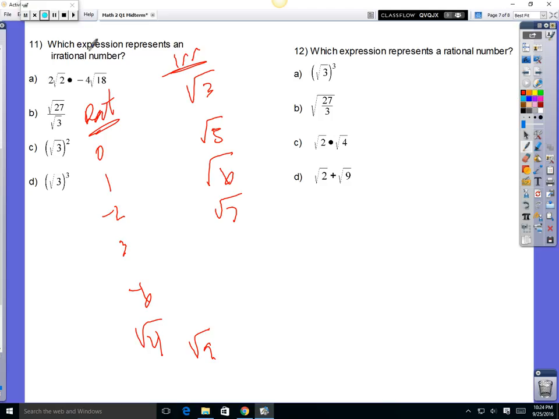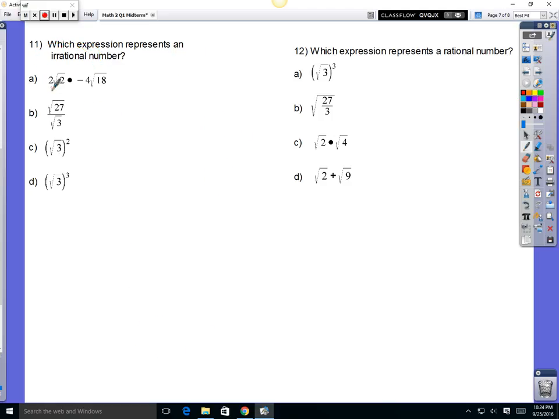So A, B, C, D. Which one is crappy? Which one sucks? So you could just type these in your calculator, A, B, C, D, type them in, and see which one sucks.